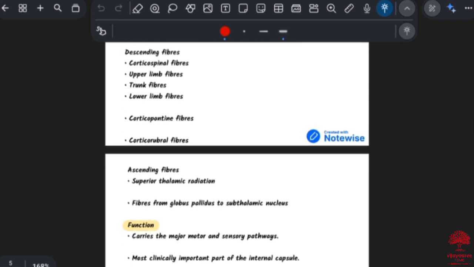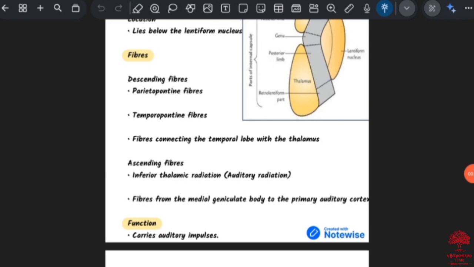These are the motor fibers that include corticospinal fibers, that is upper limb fibers, trunk fibers, lower limb fibers, then corticopontine fibers, then corticorubral fibers. Then for sensory fibers, superior thalamic radiation, that is from the globus pallidus to the subthalamic nucleus. As they are carrying a majority of motor and sensory pathways, the most clinically important part of the internal capsule is the posterior limb. You have to remember. So next is the sublentiform part.